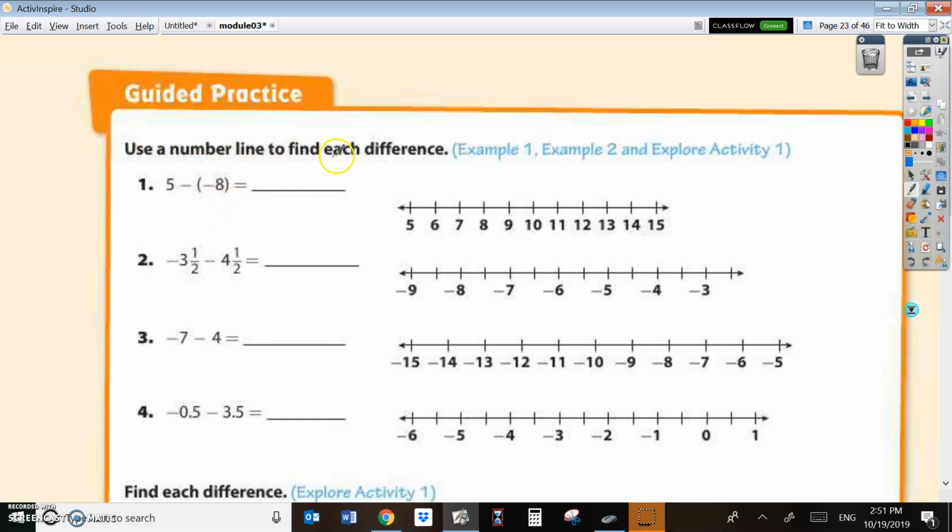So use each number line to find a difference. You know that subtracting a negative is like adding a positive. Okay, so there's that, but then use the number line to show it even more. So here's positive 5.